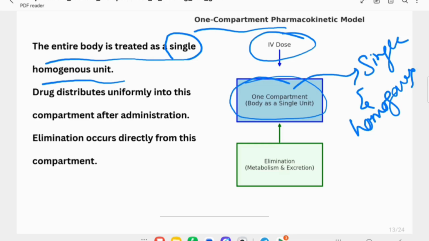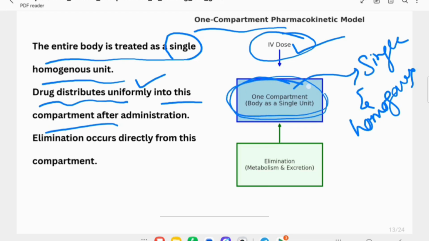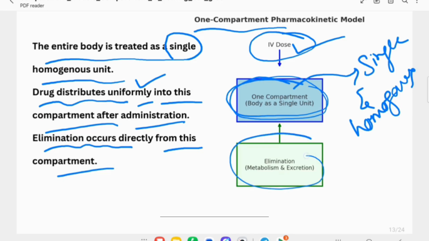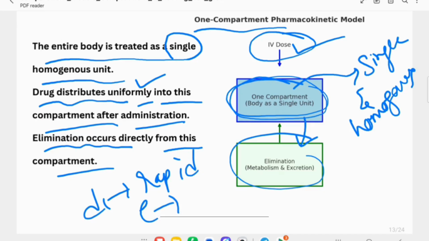Then when we give the IV dose, the drug is going to distribute uniformly in the whole body, that is, in the single compartment, after administration of the drug. Then elimination occurs directly from this compartment, and the distribution is rapid. So these are the characteristics of the one compartment model.